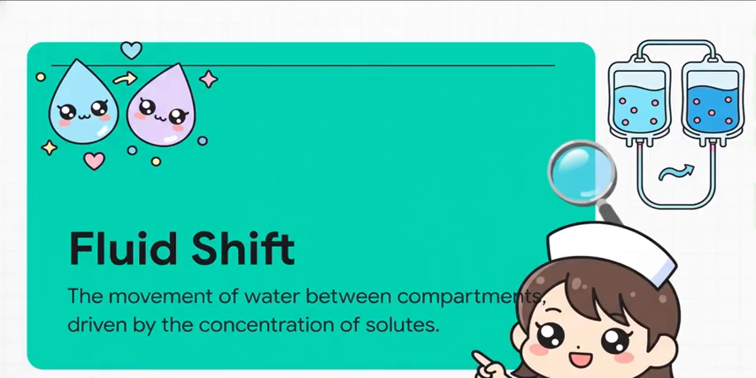So here's where it gets really cool. Fluid is constantly moving between these compartments. We call this fluid shift. And what drives this movement? It all comes down to one simple rule. Water follows solutes. Solutes are just particles like salt and sugar. So water will always move from a less concentrated area to a more concentrated area to try and even things out. If you can remember that one thing, water follows salt, you're going to understand everything that comes next.